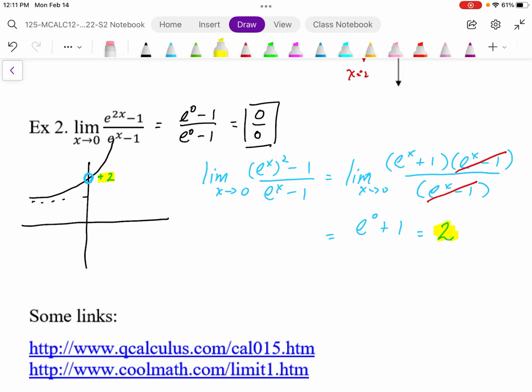So the process essentially, and we'll get more into this later, is that algebraically we want to get rid of that divide by 0 and then evaluate the limit at that point. In this case, it was at x equals 0.